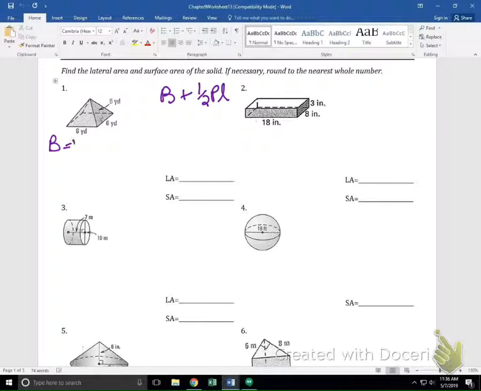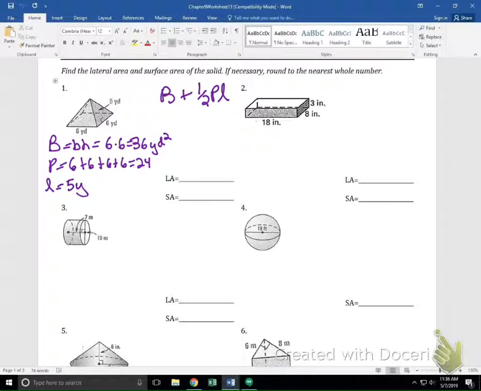It's going to be base times height. So Alex, that's going to be 6 times 6. What is 6 times 6? 36 yards squared. We have our perimeter. Our perimeter is going to be 6 plus 6 plus 6 plus 6. So what's that going to add up to? 24. And then what is your slant height in that photo? It's going to be 5.